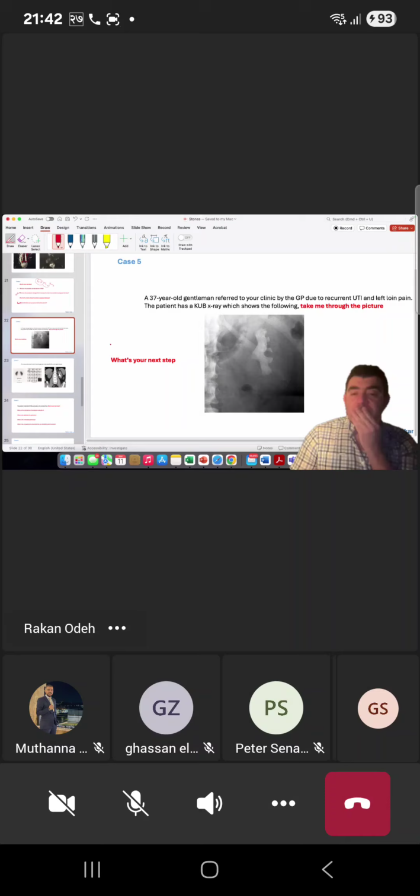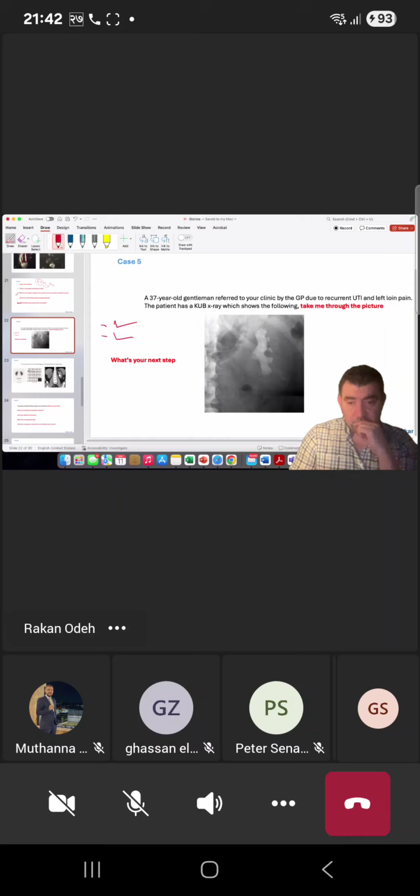Okay, so this is a plain KUB X-ray. I can see there is a large branching radiopaque calculus filling the renal pelvis, also extending into multiple calyces on the left side. This appearance is most typical of a staghorn stone. There's no visible gas and no surrounding fluid collection.